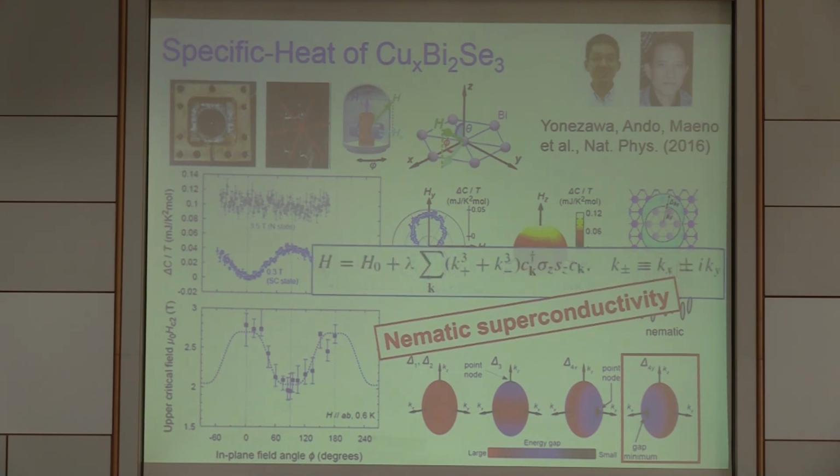And there's a reason why this Delta 4 state is preferred, because in the copper-doped bismuth selenide system, there is a so-called trigonal warping term as a higher order term. And this trigonal warping term actually induces a slight z component in the spin, and this slight z component prefers this Delta 4 symmetry.